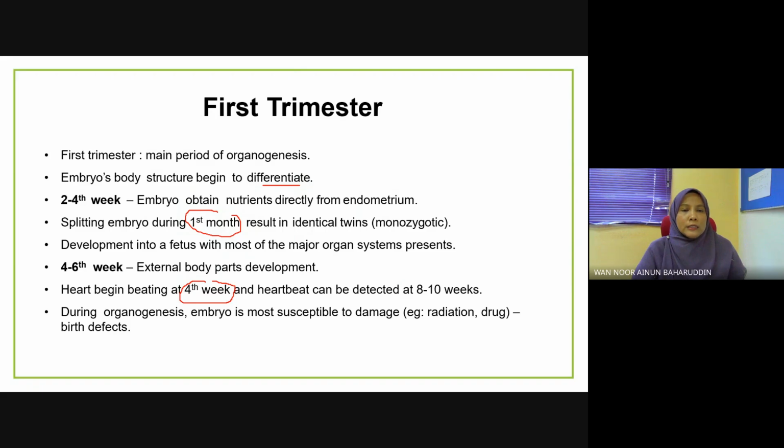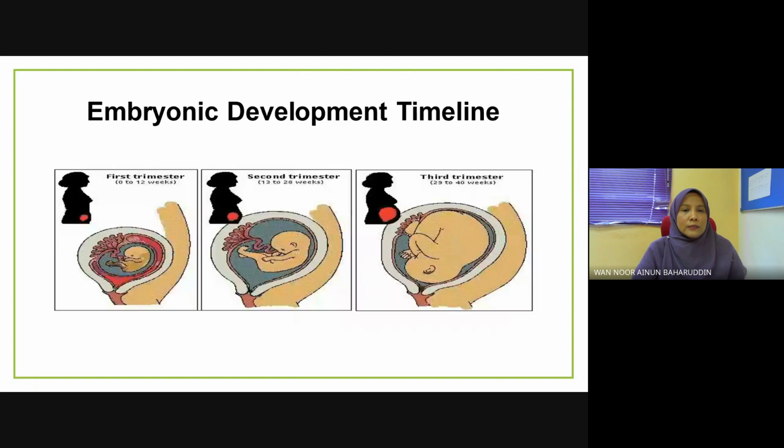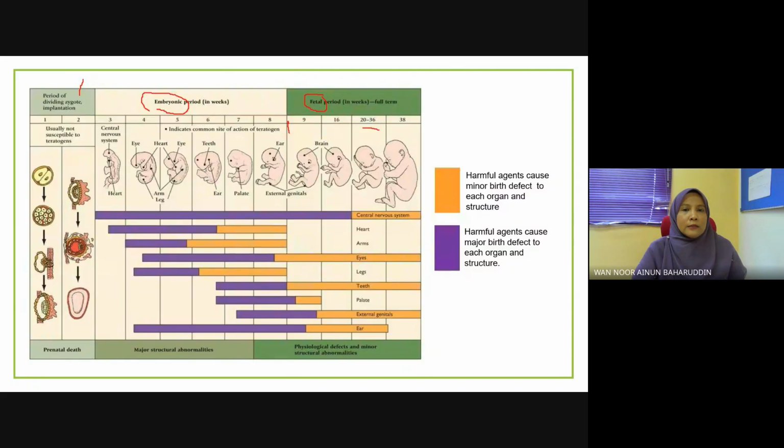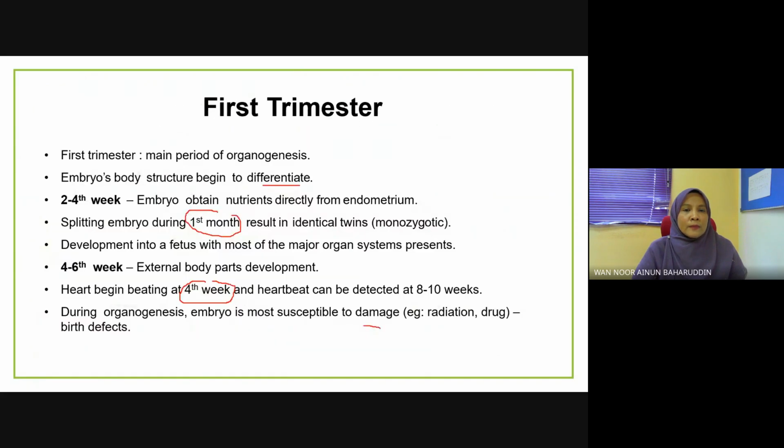And then during organogenesis, the embryo is more susceptible to damage, for example radiation, drugs, birth defects, and so on. So that's why we have these harmful agents that can directly cause defects to the baby itself. Okay. So if it is purple in color, the agent can cause major birth defects to the organs. If it is yellow or orange in color, it can cause minor birth defects to the baby.